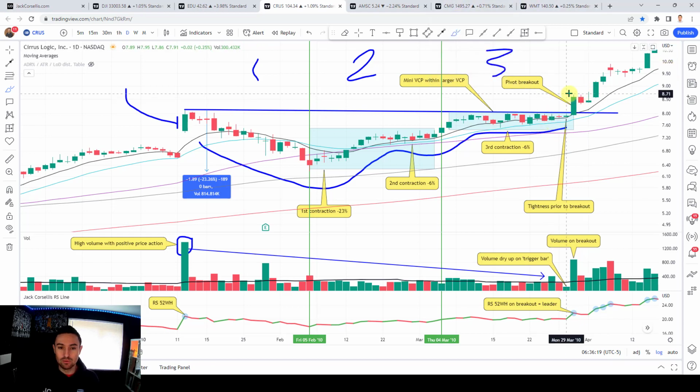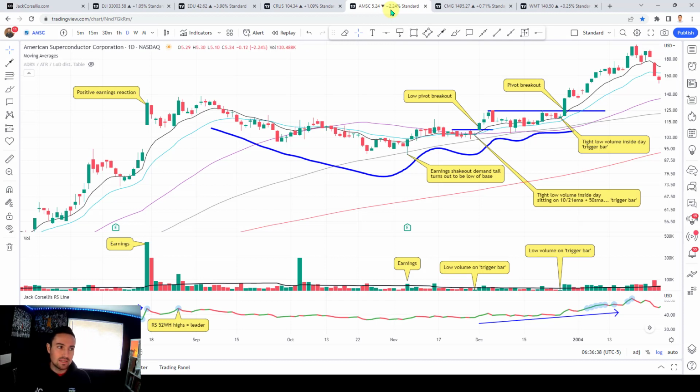Another little subtlety here is if the stock has a 52-week high on the breakout bar, that is a very, very, very good sign. Indeed, it means you're probably trading one of the strongest stocks in the market. So looking for those 52-week highs on the breakout bar is a good little nuance, a little subtlety. Let's go to, this is American Superconductor.